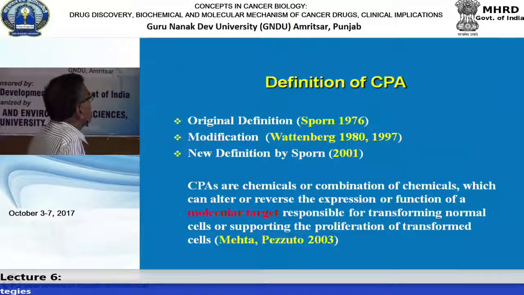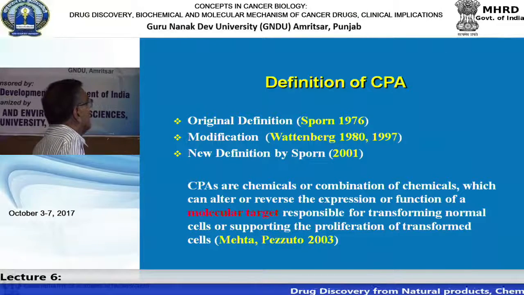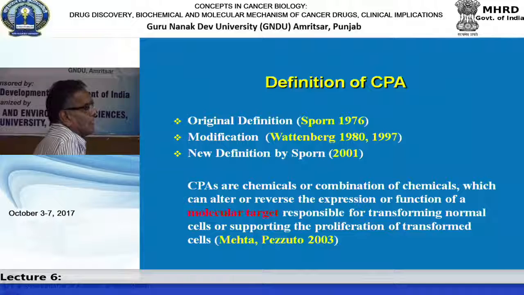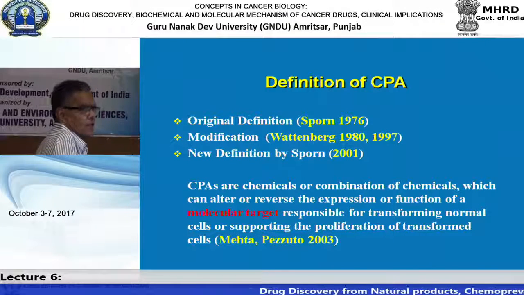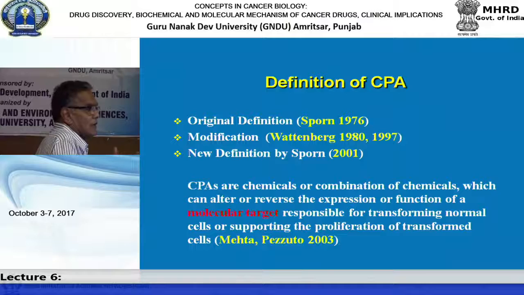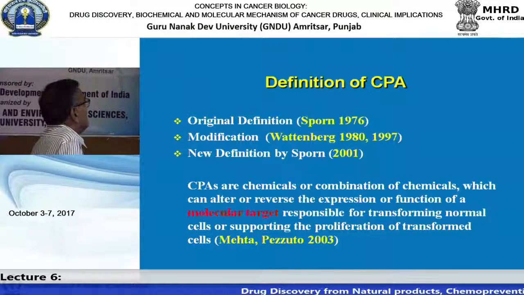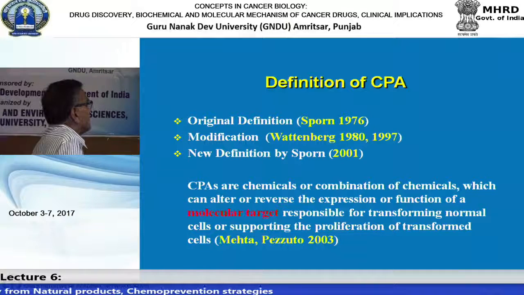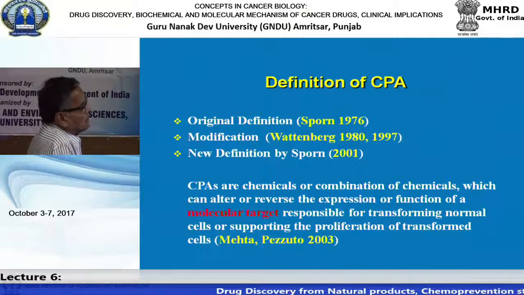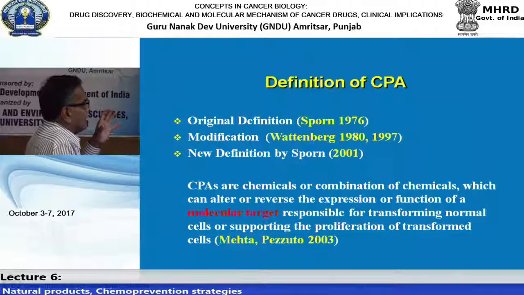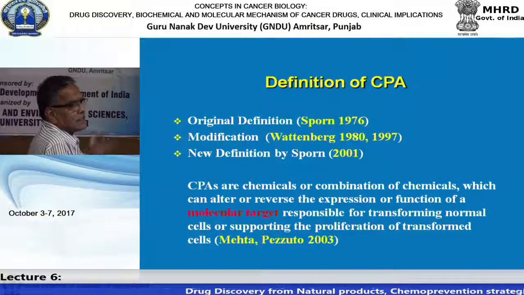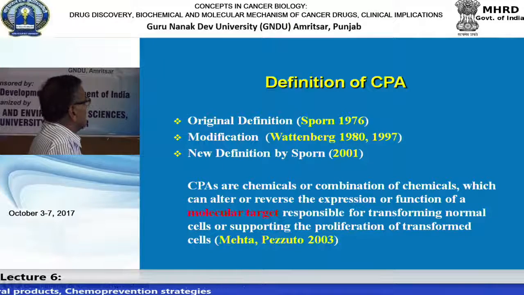The original definition of chemopreventive agent was given by Michael Sporn in 1976. He said that any compound that inhibits or reverses the growth of a transformed cell is called chemopreventive. The definition was later modified by Lee Wattenberg, who recently passed away; he was very old. He divided them into several different parts, calling them anti-initiators and anti-promoters, and he was working on colon cancer.